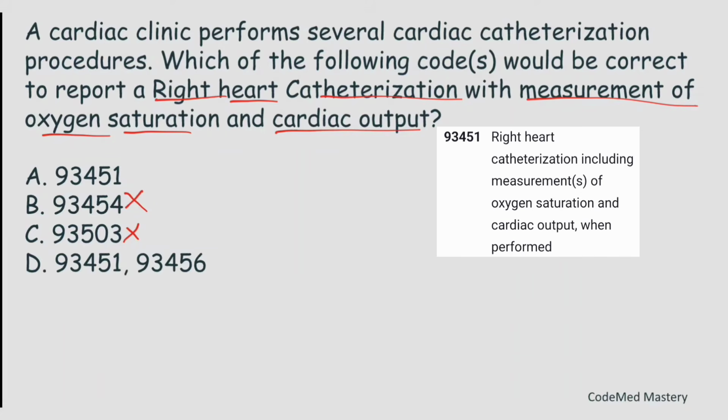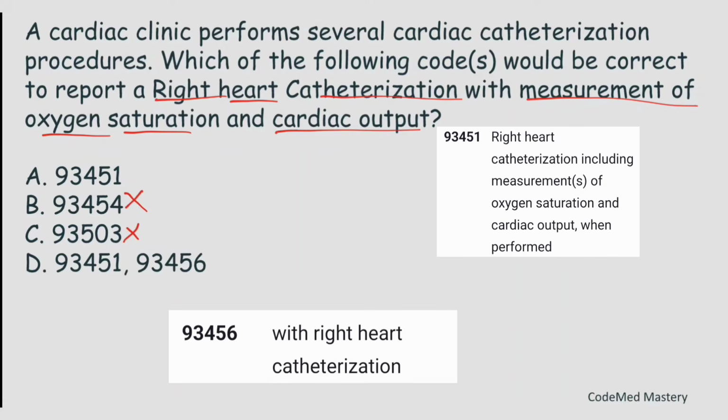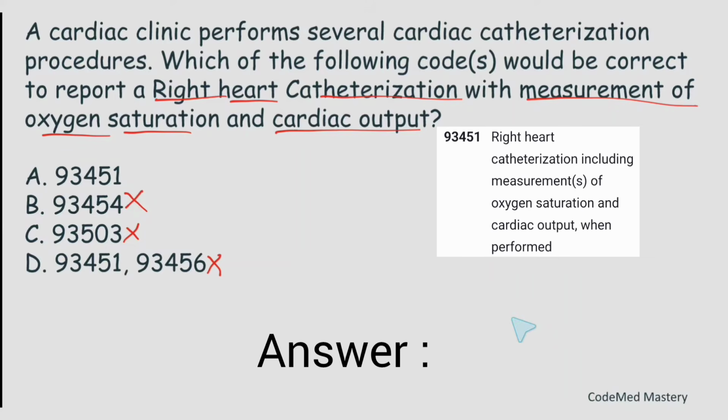Check the code 93456. 93456 is for catheter placement in coronary artery for coronary angiography with right heart catheterization. In the scenario, they have not performed coronary angiography. So, we'll eliminate option D. We are left with option A, which is the right answer.